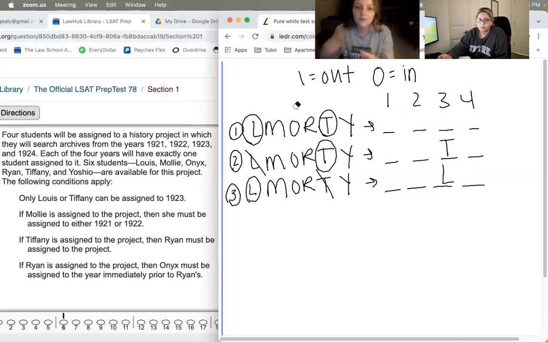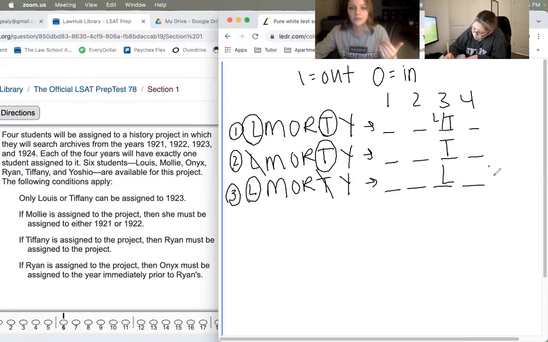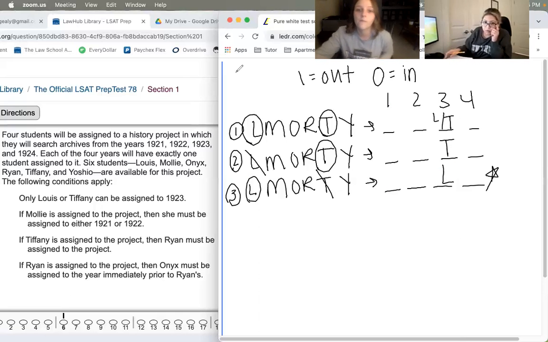I can edit my first world. Instead of saying L has to go there, I can say L or T has to go there. Okay. I've kind of shifted my worlds around a little bit. So the one where L is selected in the third spot is still represented in this third world. That's still represented. But in my first world, one of them's going to have to be picked. I just don't know which one's going to go in that third spot.